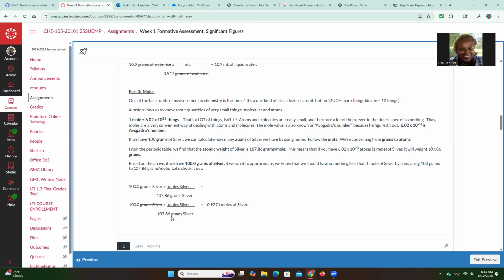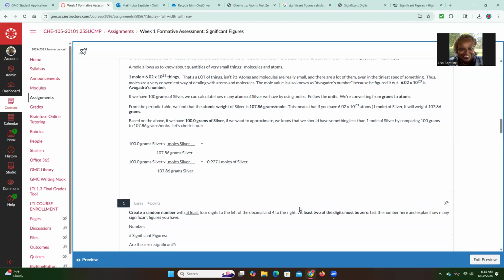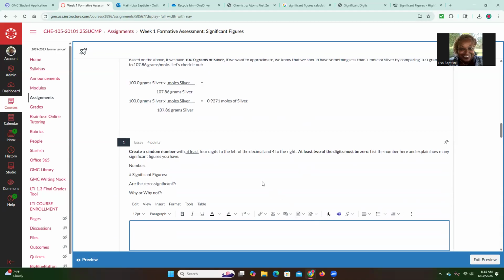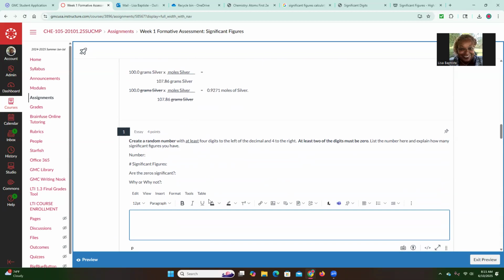107.86 has five significant figures. Remember that zero is captured between the 1 and the 7, so it makes it significant. But when we divide, we always want to go with the least. The least in this case is 4, so we have 0.9271, which has four significant figures. Okay. So that is to give you some information that will help you answer the questions, all right?